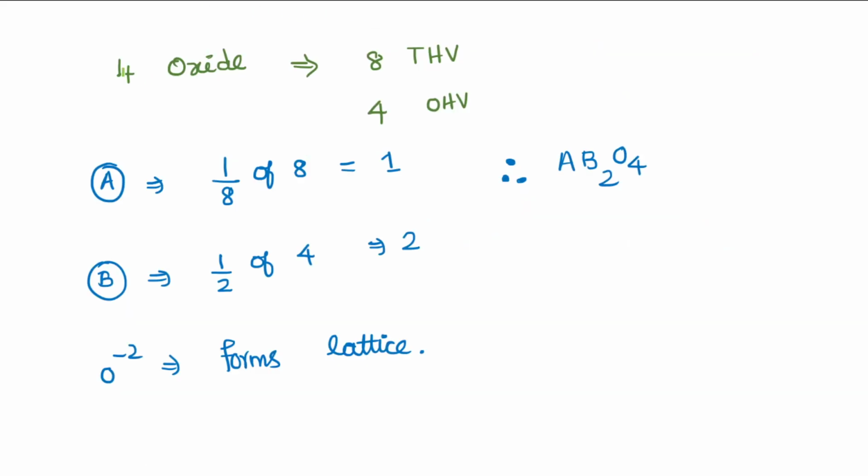So the oxide ion forms the lattice, 4 oxides. So 8 tetrahedral voids and 4 octahedral voids will be present for the 4 oxide ions. Of that, 1/8 is occupied by A. So the number of atoms present in A is going to be 1. Half of the octahedral voids is going to be occupied by B. So the total number of octahedral voids is 4. Of that, half is 2. So therefore that is occupied by B. So there are 4 oxides. So A1, B2 and then O4. So therefore AB2O4 is the structure of spinel.